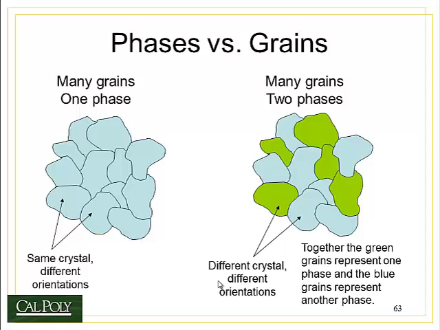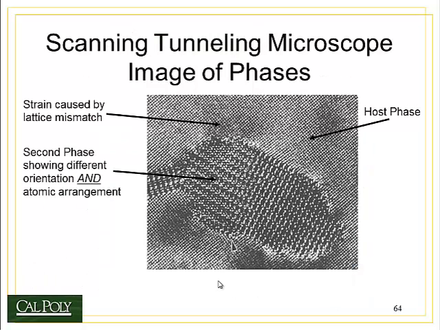So it gets complicated when you have more than one phase to keep track of what's a grain boundary and what's a phase interface, what's a phase, and what's a grain. So hopefully you'll be able to keep track of that. Now, why do we care about these second phases? What do they do for us?